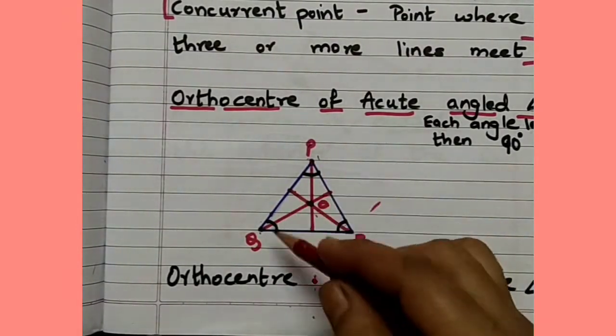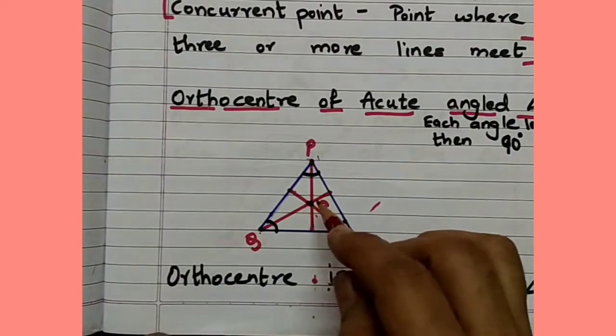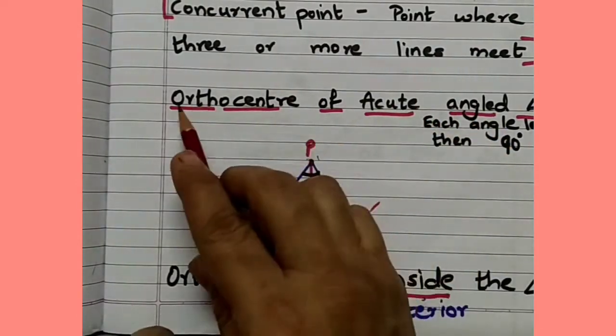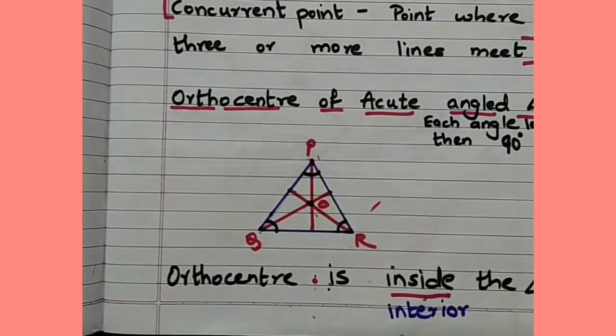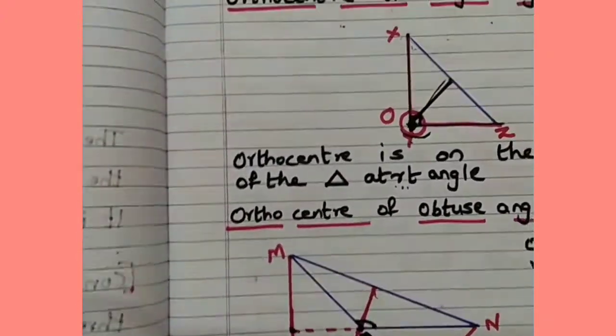Now where does this orthocenter lie? It lies inside or in the interior of the triangle. So we can say that the orthocenter of acute angle triangle is inside or in the interior of the triangle. Now let us see what is the scenario with the right angle triangle.